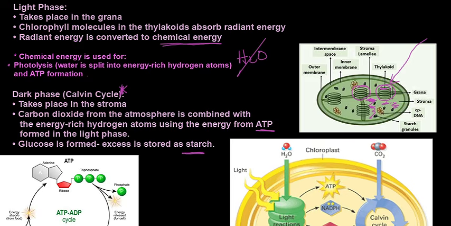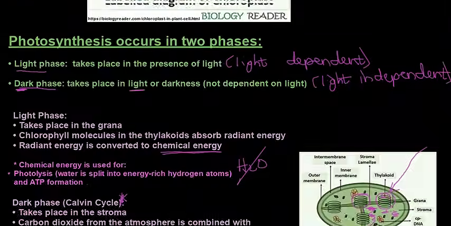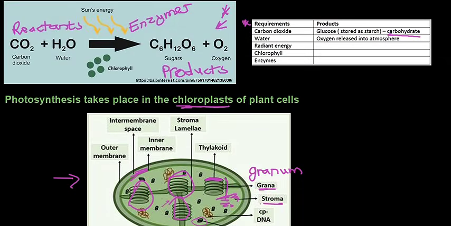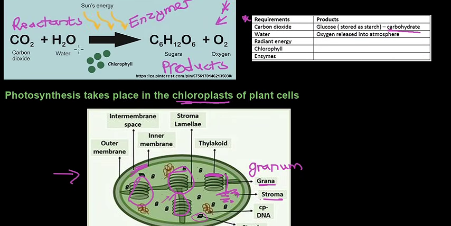If you recall the chemical equation of photosynthesis, you will see that we use each one of these reactants at different stages, and we form the products at different stages. For example, oxygen is formed during the light phase, and glucose is formed during the dark phase. We also use water during the light phase and carbon dioxide during the dark phase.